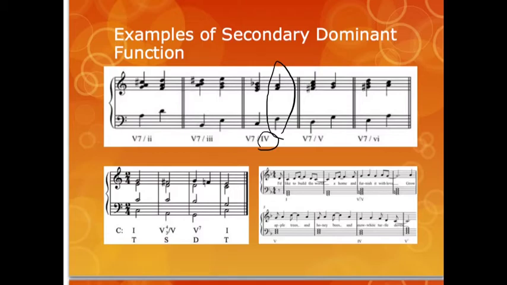So here are all of these secondary dominants in order, from the supertonic to the mediant to the subdominant to the dominant to the submediant. Here is the 5/7 of 2 resolving to 2. 5/7 of 3 resolving to the 3. 5/7 of 4 resolving to the 4. 5/7 of 5 resolving to the 5. And the 5/7 of 6 resolving to the 6.